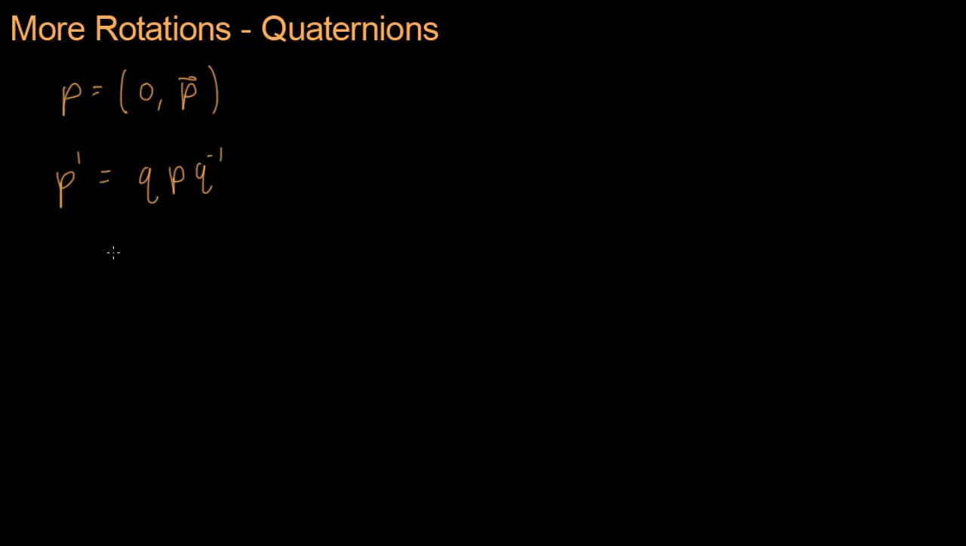But remember that order matters in quaternion rotation. Order matters a lot. If you had P, Q, Q inverse, well, now this Q and this Q inverse would cancel out, and you would just get P. But that's not what's going on here. The Q's are on different sides of the P.